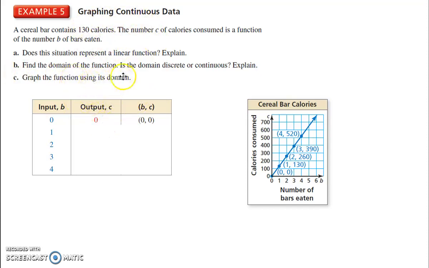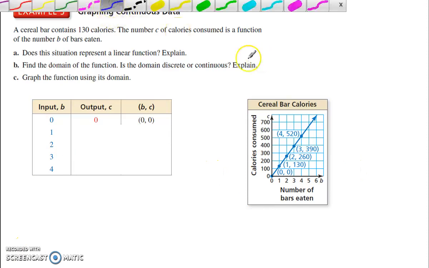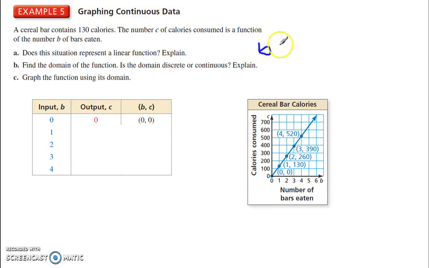B, find the domain of the function. We are eating a certain amount of bars, so the domain here is b is greater than or equal to 0. You can't eat negative bars, but you could consume 0 bars or anything beyond that. And then graph the function. Is it discrete or continuous? It is continuous because you can eat half a bar or a fourth of a bar. Then you get a fourth of the calories. So that makes sense.